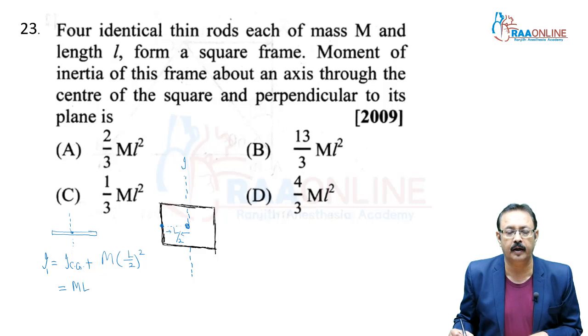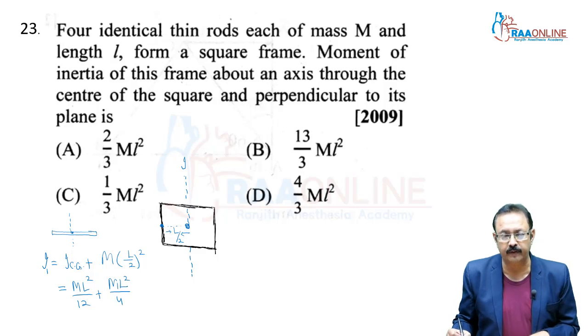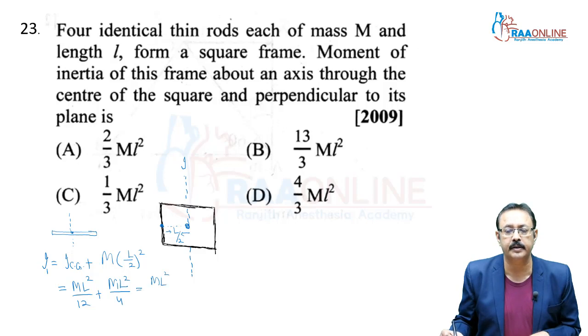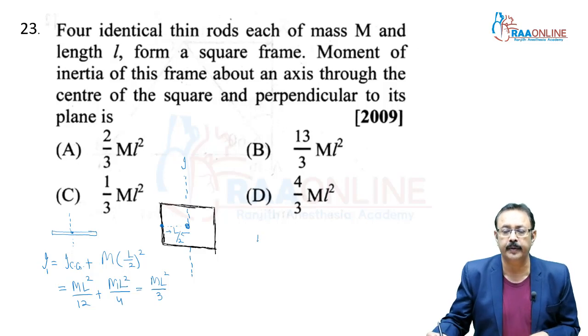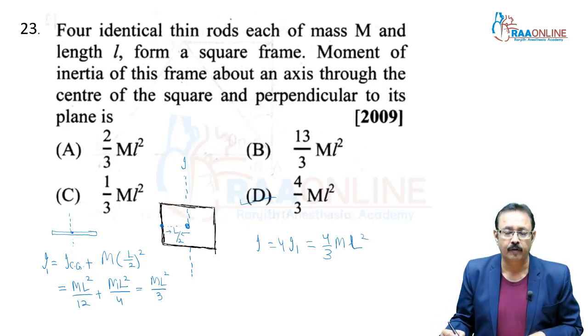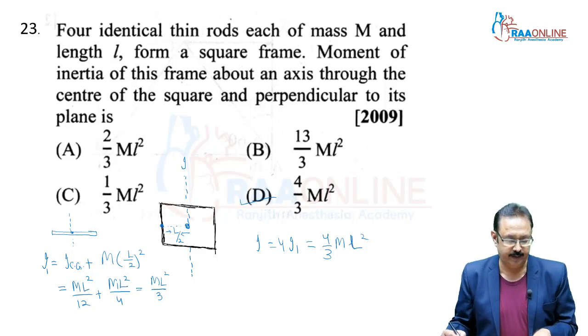ICG, we have the formula ml square by 12 plus ml square by 4. ml square by 4 means 3 ml square by 12. So 3 and 1, 4. So what we are getting? 4 ml square by 12 means ml square by 3. So for 4 rods, I should be equal to 4 I1. So what we are getting? 4 by 3 ml square. So we are going with option number D, 4 by 3 ml square.